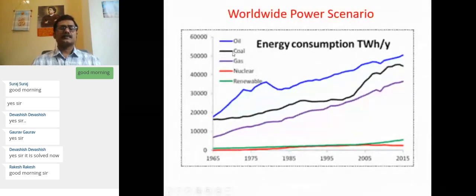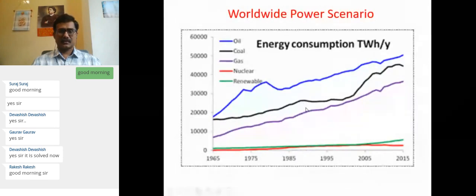Then for the coal, it was more or less a similar one, shown by this black colored curve. From 1965 to 1985 or somewhere around 90, it was observed to be almost linear, dropped to a slight extent, and then again from 2005 onwards, it has increased drastically.